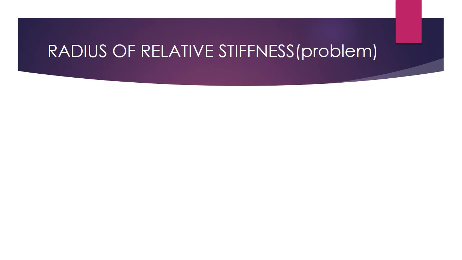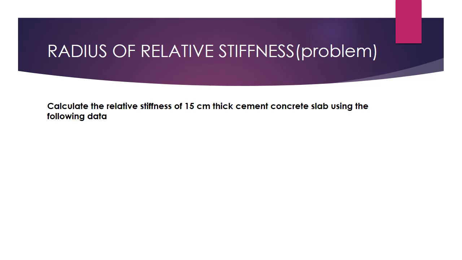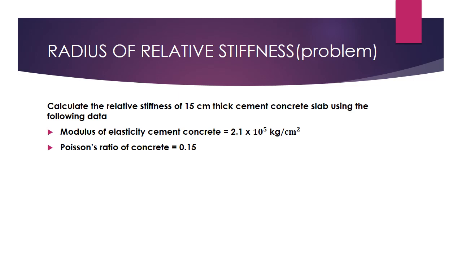Let us see the radius of relative stiffness by solving a problem. Calculate the relative stiffness of a 15 centimeter thick cement concrete slab using the following data. In the question the slab thickness and some data are given, using which we have to find out the radius of relative stiffness, denoted by small l. The modulus of elasticity of the cement concrete is given as 2.1 into 10 to the power 5 kg per centimeter square. Poisson's ratio of concrete is given as 0.15.